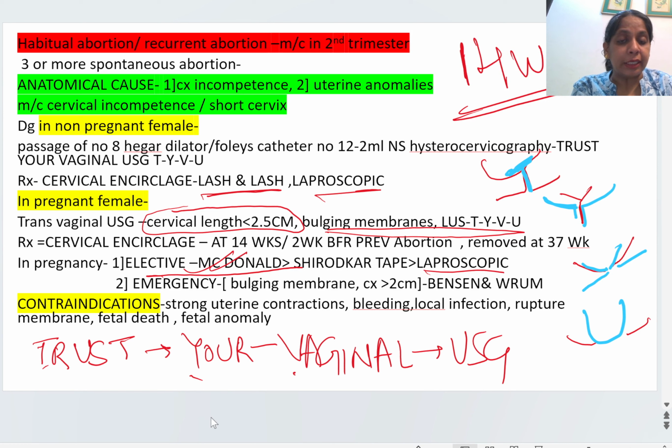Recently it has been asked in NEET PG: if there are strong uterine contractions, then it means that the baby is going to deliver. So we are not going to put the cervical encerclage in any condition. If we think that the baby is going to deliver in 5 or 10 minutes, it's not that we are going to stitch the cervix, right? If there is bleeding and local infection, okay. If membranes are ruptured, then again it makes no sense. If membranes are ruptured, the fetus has to be delivered, and in the case of fetal death and fetal anomaly, both. Okay, so these are the contraindications of the cervical encerclage.